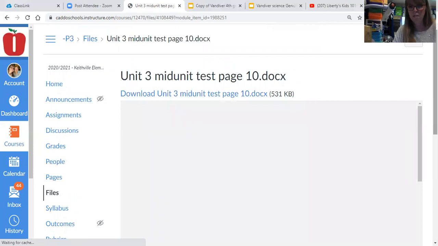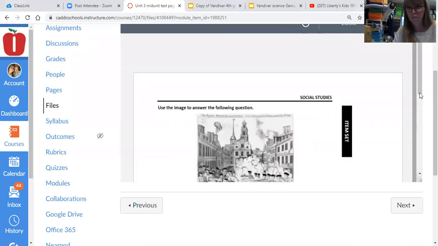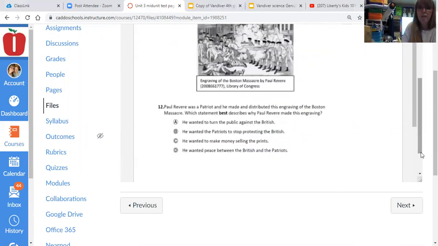So we're on page 10. This is the last page of the test. Here's this image again: an engraving of the Boston Massacre by Paul Revere. Paul Revere was a patriot, and he made and distributed this engraving of the Boston Massacre. Which statement best describes why Paul Revere made this engraving? A, he wanted to turn the public against the British. B, he wanted the patriots to stop protesting the British. C, he wanted to make money selling the prints. D, he wanted peace between the British and the patriots.